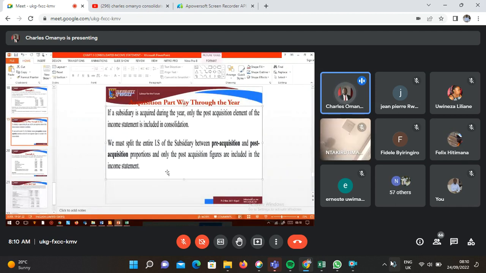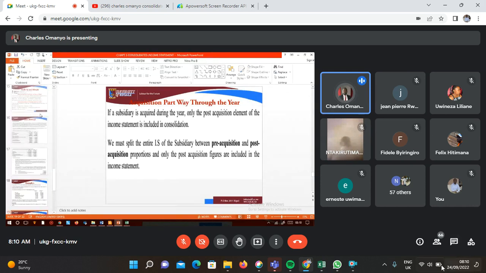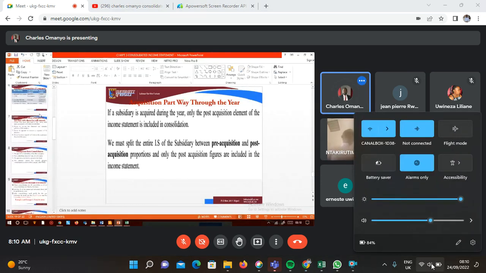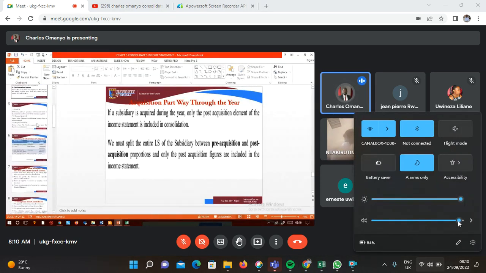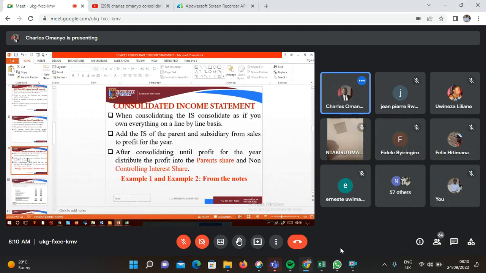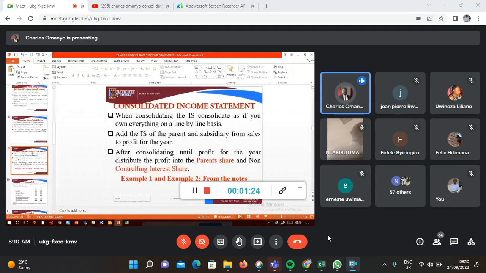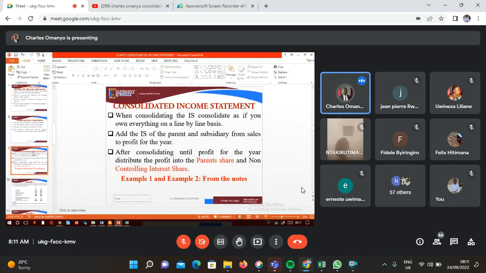We were on income statement, and we said that the rules of income statement, you consolidate as if you own everything. Maybe if I go back, but I don't want to go too far back because we'll take a lot of time. So we said, when consolidating the income statement, consolidate as if you own everything on a line by line basis. And then we said, add the income statement of the parent plus the income statement of the subsidiary, and then later on show what you do not own.